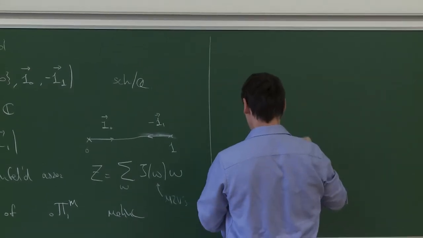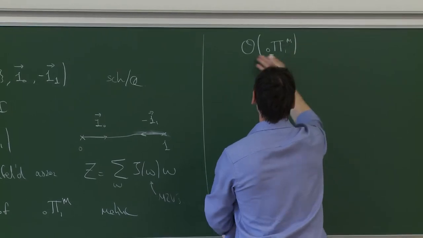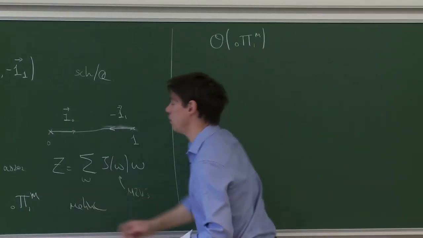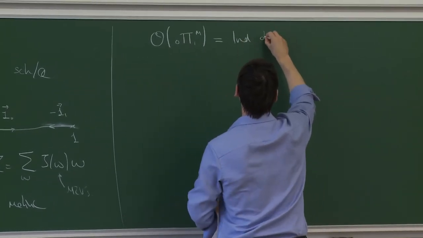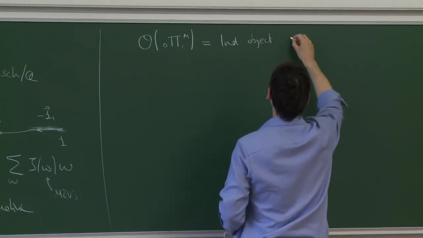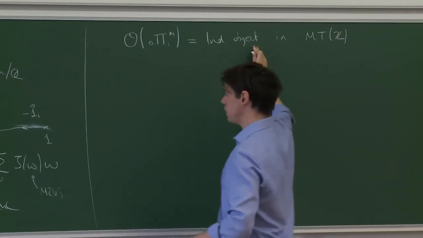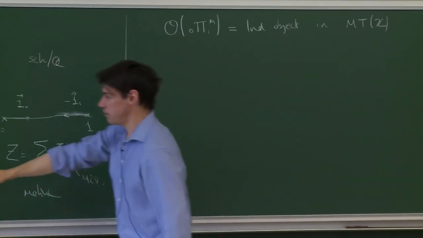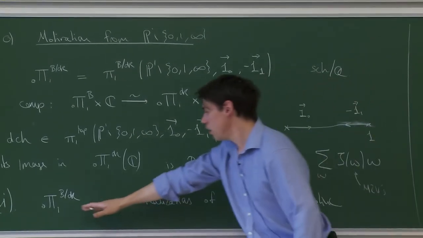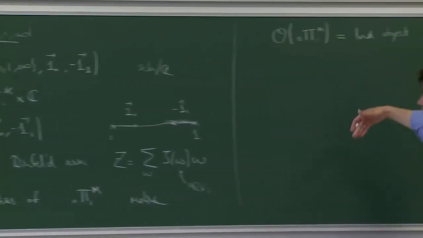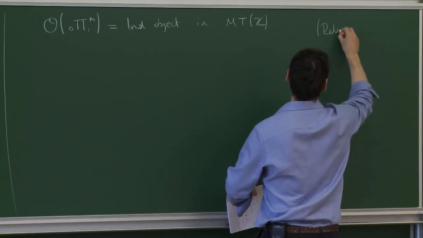is that we have an object which we think of as the affine ring of a scheme, which is an ind object in a category of mixed Tate motives over the integers. Its Betti realization is the affine ring of the Betti scheme, and its de Rham realization is the affine ring of the de Rham scheme, and you have other realizations as well. So this was done by Deligne and Goncharov, or defined by Deligne and Goncharov.